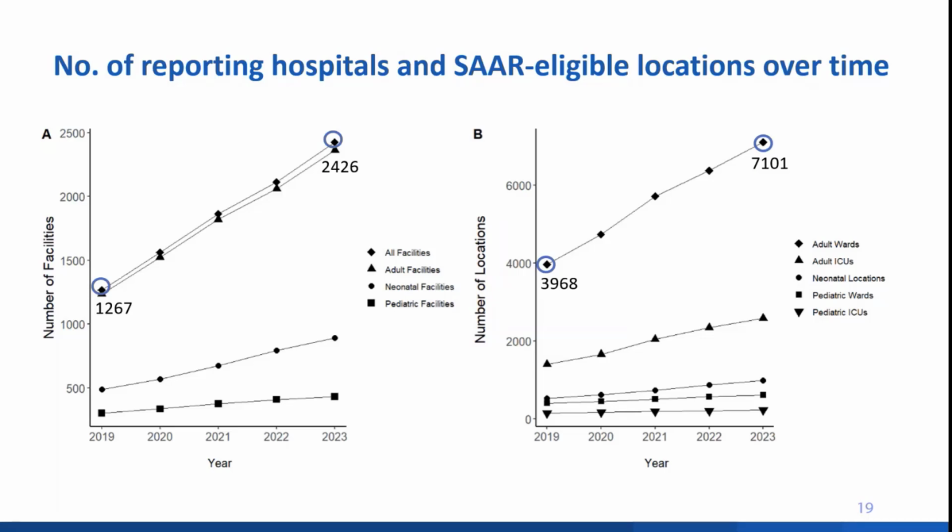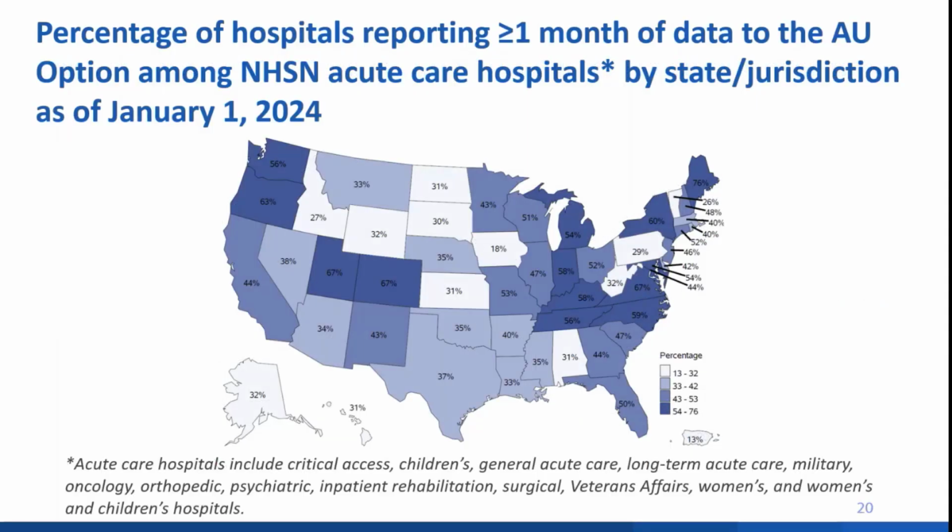So because of the increase in reporting facilities, the 2023 AU option report includes data from more facilities and patient care locations than in previous reports. The increase in hospital reporting is probably in part due to the publication of the CMS final rule for Medicare Promoting Interoperability Program, which made that AUR surveillance measure a requirement for 2024 under the Public Health and Clinical Data Exchange Objective. But although this mandate didn't impact the period of data for the 2023 report, it probably contributed to increased AU option enrollment at the end of 2023.